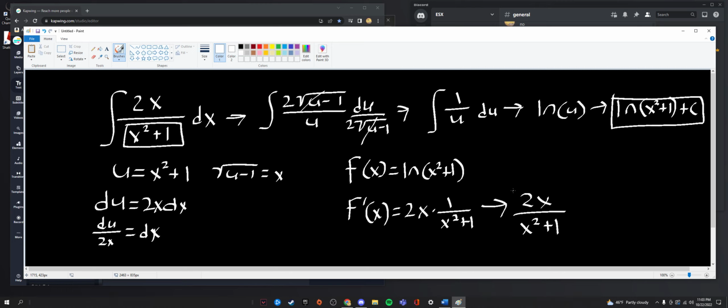We get 2x over x squared plus 1. And so we have shown here that u-substitution is pretty much like a reverse chain rule for integration, very similar to how the reverse power rule in integration is adding 1 and then dividing, whereas differentiation with the power rule is subtracting 1 and multiplying. So they're pretty much just inverses of each other. It's a little less obvious with u-substitution, but I hope I showed that.